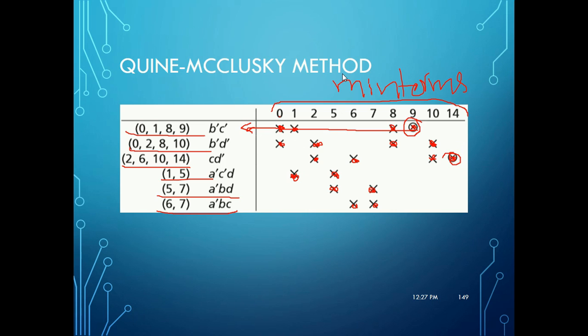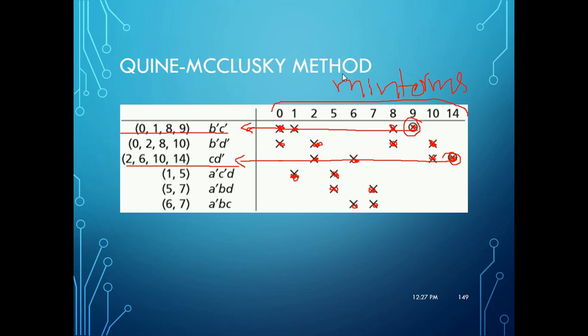Okay. So since 14th is being marked, I am going to cross out this. Cross out the line, and CD bar is the essential prime implicant now. So now you have 0, 1, 8, 9, that is B bar C bar, and 2, 6, 10, 14 is also CD bar. So these are the two essential prime implicants.